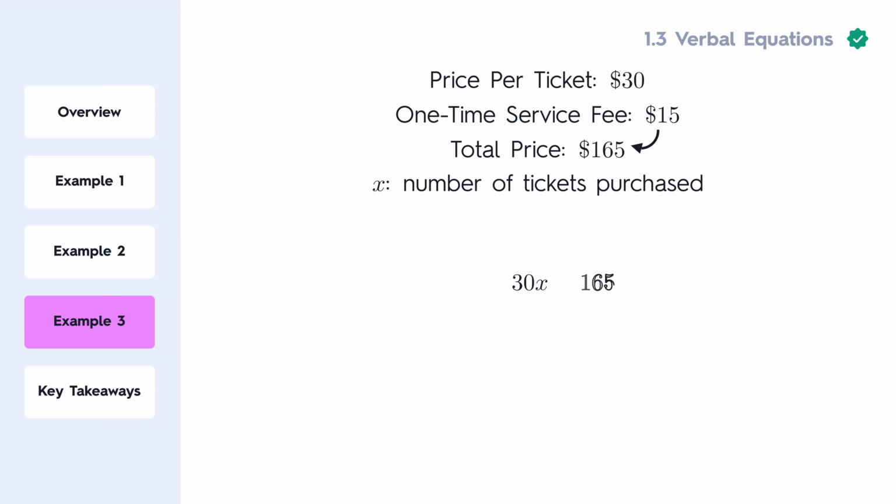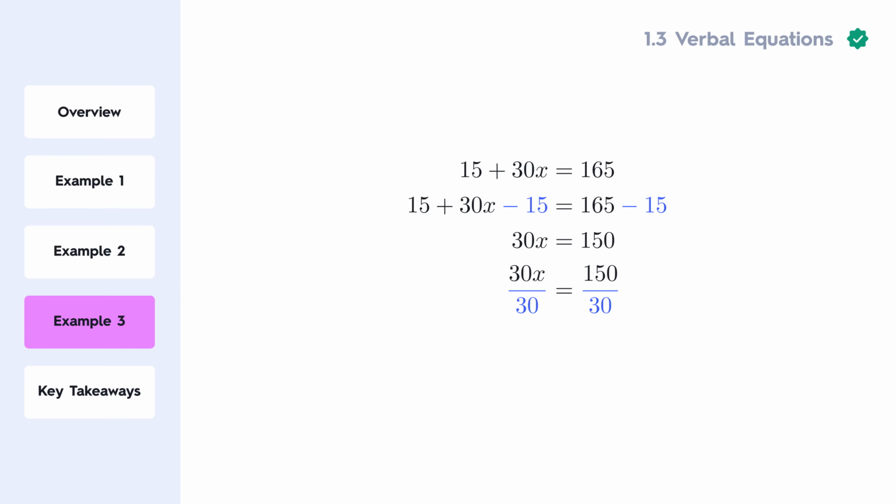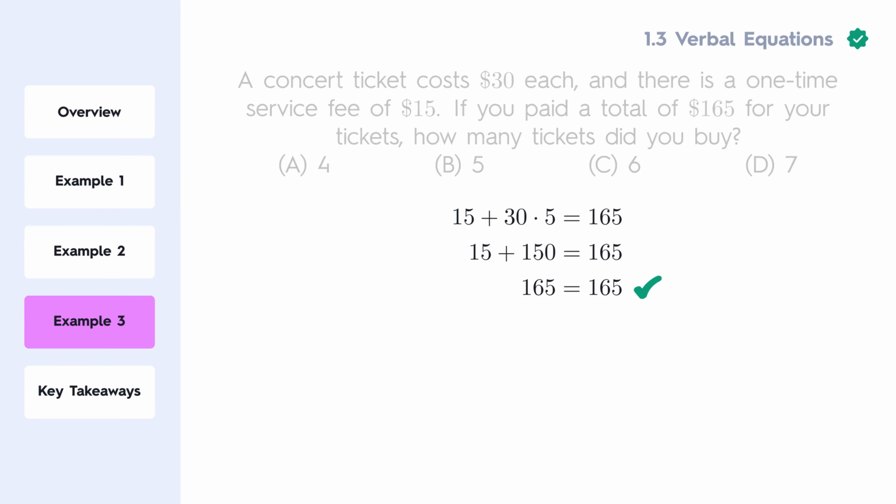But the total bill of $165 wasn't accumulated solely by the number of tickets purchased, as this number also includes the one-time fee of $15. So the equation for the total bill is as such. Next, we'll solve this equation step by step. First, subtract 15 from both sides to isolate x. Now, to find x, divide both sides by 30. So, the customer bought 5 tickets. Let's check our answer by substituting x equals 5 back into the equation. That checks out, so the correct answer is 5 tickets.